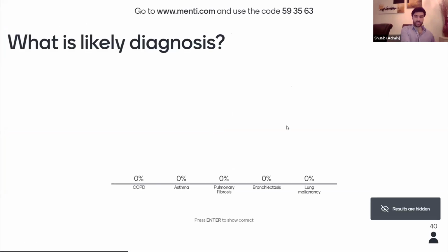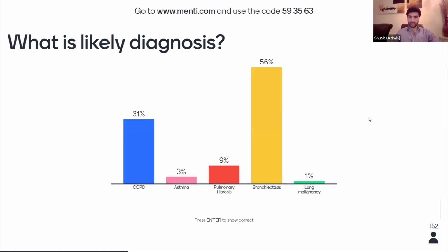So what's the likely diagnosis here? We have COPD, asthma, fibrosis, bronchiectasis, or lung malignancy. So these are your common cases that can come up in OSCE. Let's have a look at what you guys think. So bronchiectasis, we have a split between bronchiectasis and COPD. I can see why there is a split, but the majority of you have gone for bronchiectasis, and you are indeed correct.